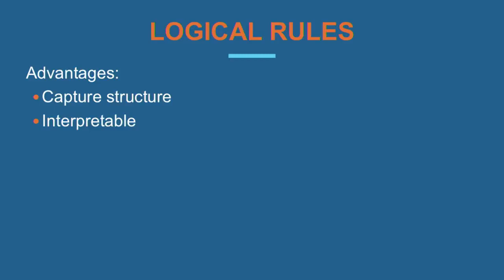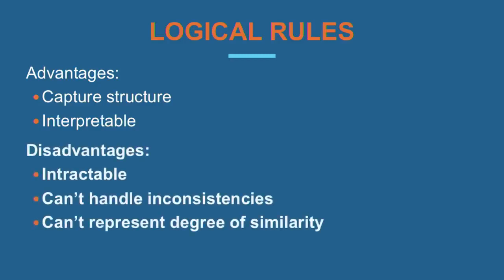And logical rules have advantages, but they also have major disadvantages. The disadvantage is that dealing with them is intractable. As soon as you have one inconsistency, everything falls apart. And on top of it, I talked a lot about similarities, and encoding that as a binary predicate, 0 or 1, doesn't work very well. And so it's really nice to have the ability to represent these.